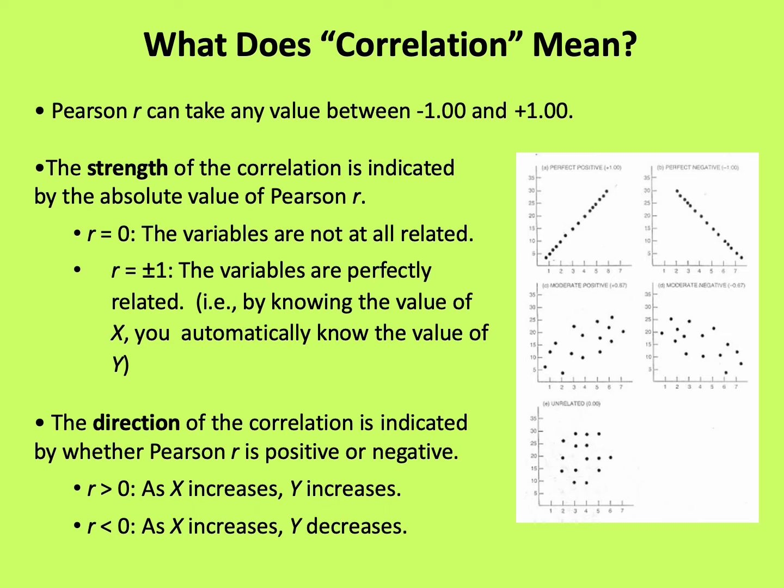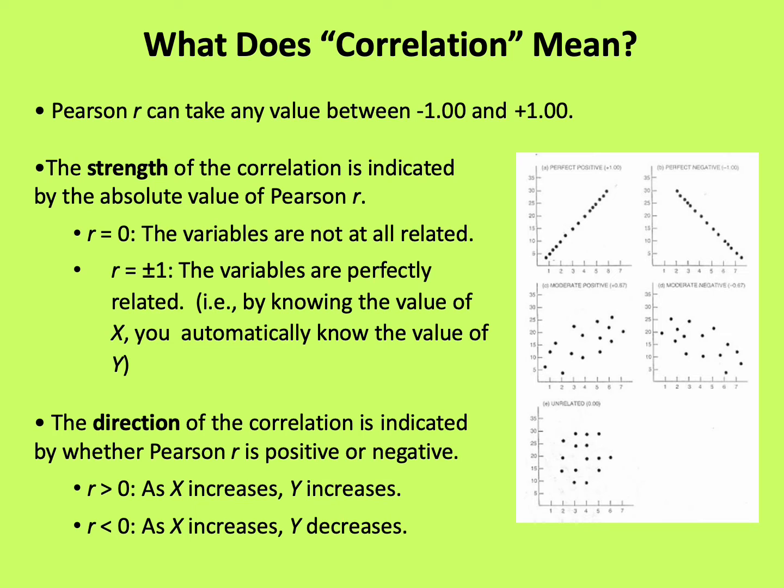In a sense, what that tells us is that if we know the value of x, we automatically know the value of y, right? And the direction of the correlation is indicated by the negative or positive sign. So if your Pearson r is greater than 0, that means as x increases, y increases, right? That is what's called a direct relationship.